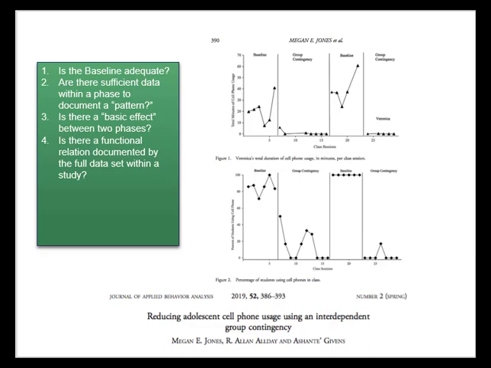Are there sufficient data within a phase to document a pattern? Yeah, there are sufficient data within the phase to document the pattern. Is there a basic effect between the two phases? We see a level shift between baseline and treatment. In treatment, there is low overlap, and we see a decelerating trend and stability at a low level. We could call that a basic effect. So the question for you is, is there a functional relation documented by the full data set within the study?